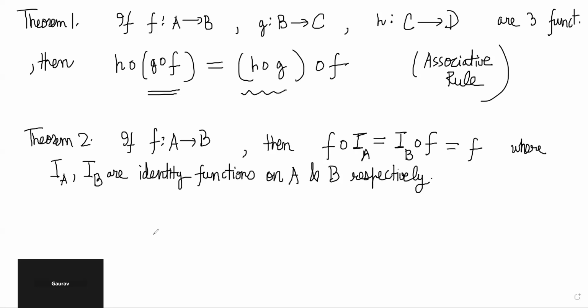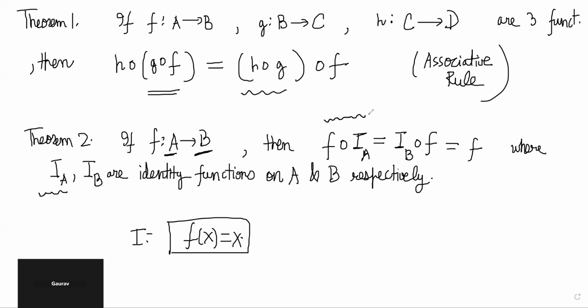So what do I mean when I say identity functions on a set? Identity function we have seen is the function f of x equals x. So when I say IA, I mean f of x equals x for inputs from A. And when I say IB, that means f of x equals x, but the inputs are from the B set. Now, what we are saying here is that if you take a function and do composition of that function with the identity function, you will get back the same function.